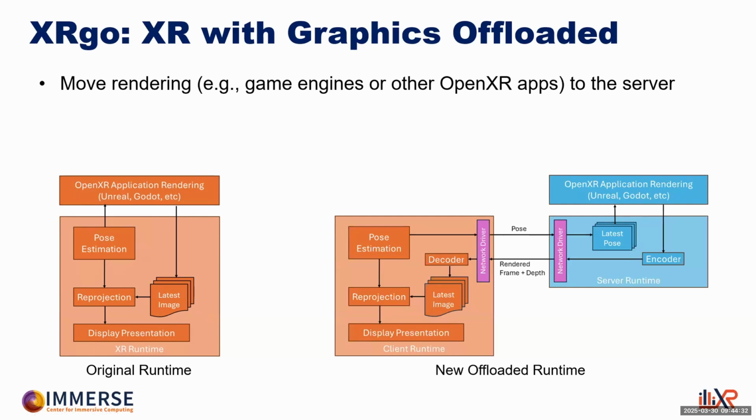But in our system, XRGo, we move application rendering entirely to the server. And by moving rendering to a server, the graphics workload on the device becomes a lot lighter. It only needs to decode the latest frame and reproject the latest decoded frame according to the user's current pose. And as discussed earlier, this is effectively asynchronous reprojection, with the source now being a video decoder rather than the usual renderer. And the main challenge now is to design an algorithm to efficiently reproject your frames to compensate for the network latency induced by offloading, while also being efficient enough to run in real time.